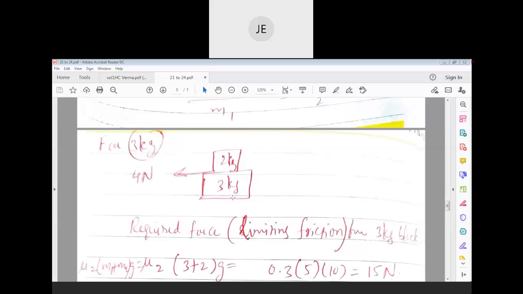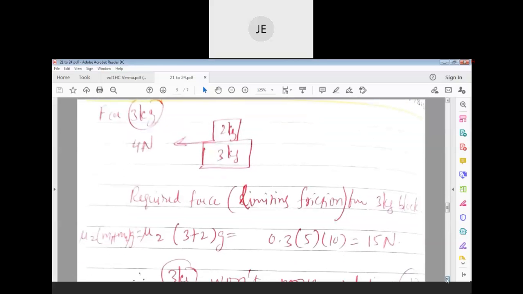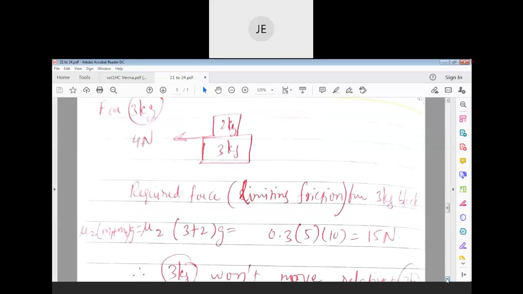But in order to move 3 kg plus 2 kg, the limiting frictional force required is mu2 into m1 plus m2 into g.